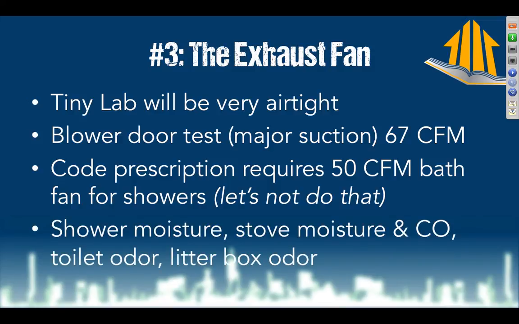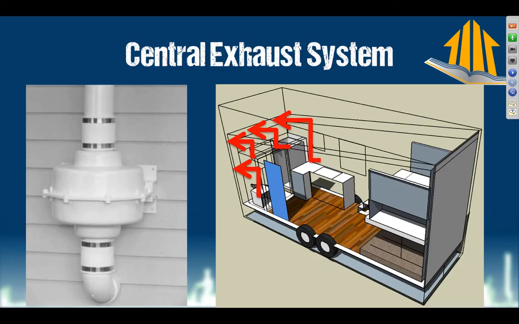So we need to exhaust the shower moisture, the stove moisture and carbon monoxide, the toilet odor, which we're going to talk about next week on how to take care of, and the litter box odor because we have cats. So we're going to be exhausting from all these places, and here is how we are engineering this. I'm very excited about this part. We're going to have a central exhaust system.